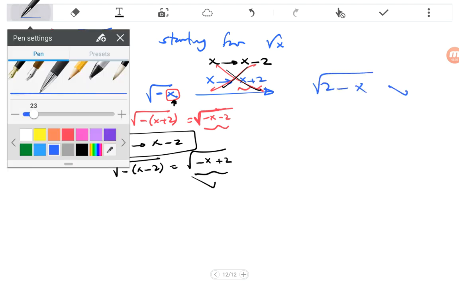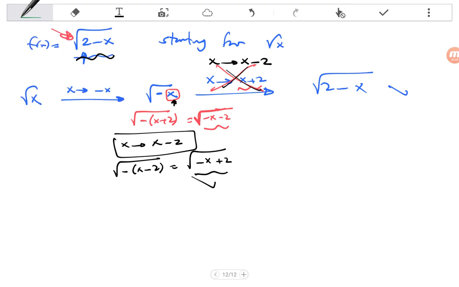Now let's express each of these steps graphically. This means a reflection about the y-axis. And this means x is replaced by x minus 2. It means a horizontal shift plus 2. Okay? Let's make the graphs.